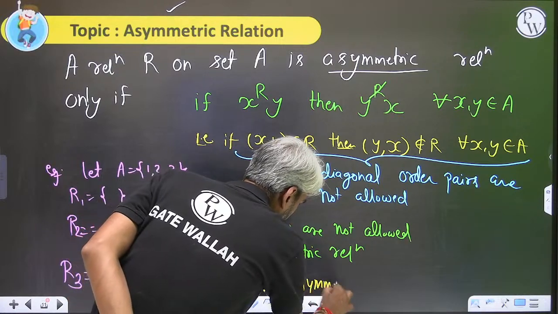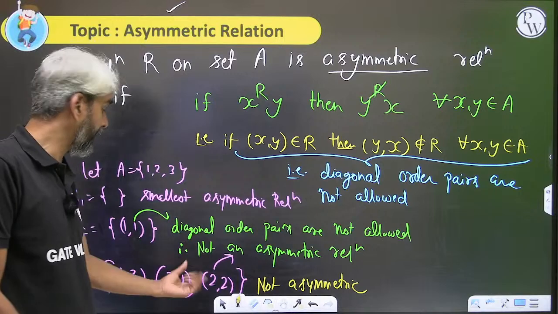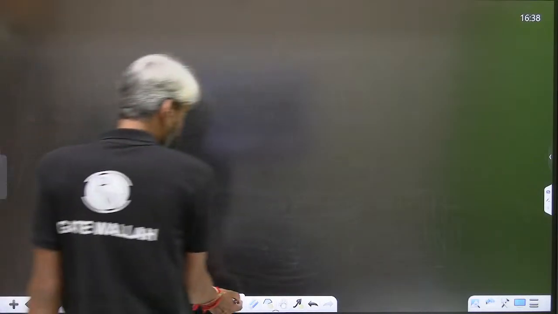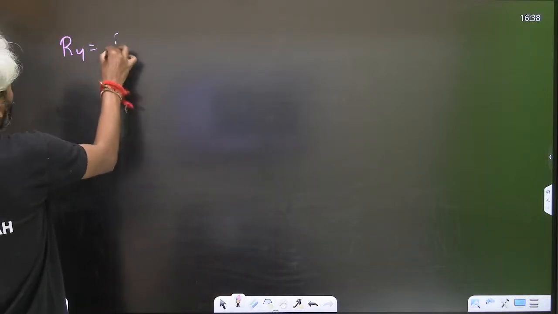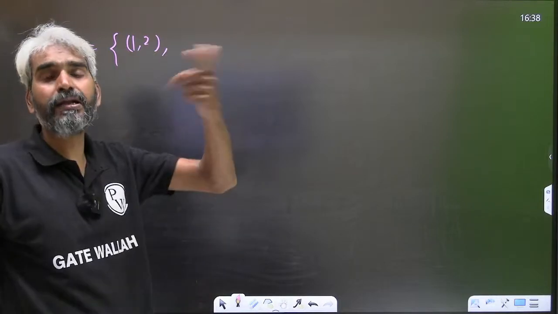Then what will happen? So the idea is that none of the diagonal ordered pairs should be present. And if any non-diagonal ordered pair is present, then its symmetric pair should not be present.